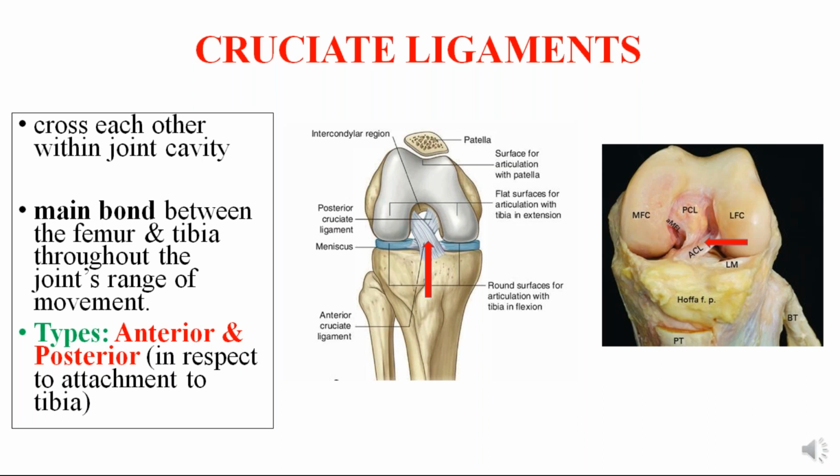So the anterior and posterior name is in respect to its attachment on the tibia. We had seen that the attachment of the anterior cruciate ligament on the tibia was anterior, and the attachment of the posterior cruciate ligament on the tibia was more posterior. Because they are going in a crossing direction, the anterior cruciate ligament is going to be attached more posteriorly on the femur. But it has got its name anterior cruciate because it is attached to the anterior part of the tibia.